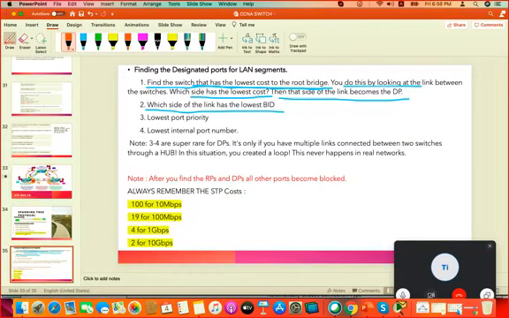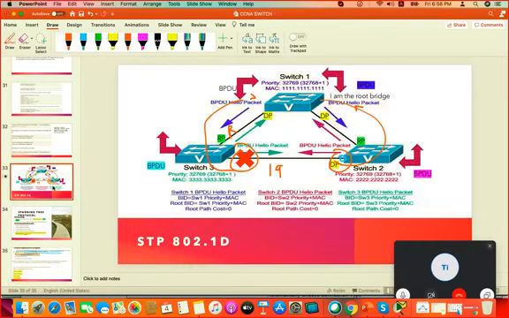Fine. Next line, what is it saying? Lowest cost, both are having the same cost. Which side of the link has the lowest bridge ID? The lowest bridge ID will become the designated port. If you compare the MAC address of switch 3 and switch 2, you will find the lowest MAC address is this one, switch 2, 2222. So this will become the designated port, and the remaining port will become the block port.